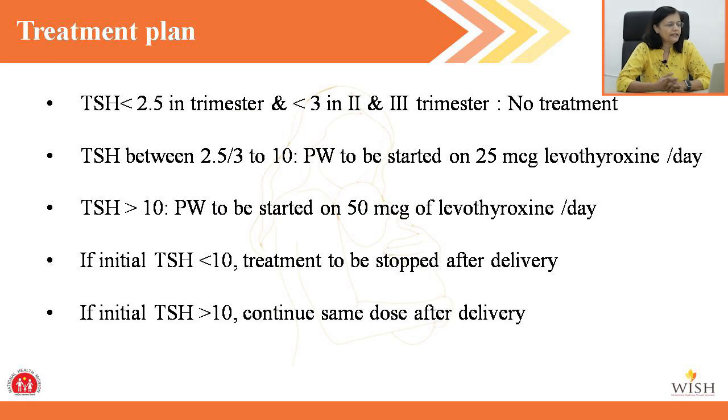Then the treatment plan is like this: if TSH is less than 2.5 in the first trimester, and less than 3 in the second and third trimester, then usually it doesn't need any treatment. But if the TSH level is between 2.5 to 10, it is subclinical hypothyroidism, and such pregnant females need 25 micrograms of levothyroxine per day, again on an empty stomach. If TSH is more than 10, then it is overt, frank hypothyroidism, and in such patients we have to start 50 micrograms of levothyroxine per day.